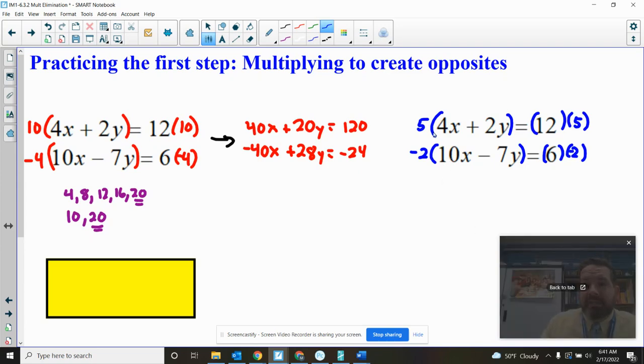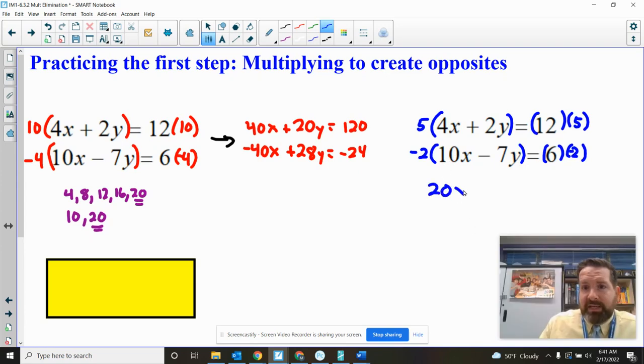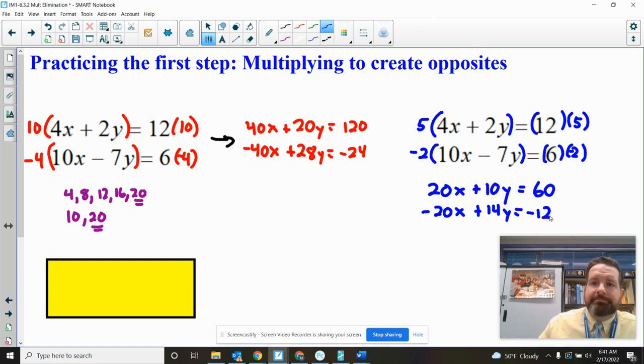5 times 4 on the top is 20x. 5 times the 2y is 10y. 12 times 5 is 60. Negative 2 times 10. There's my set of opposites. Plus 14y equals negative 12.